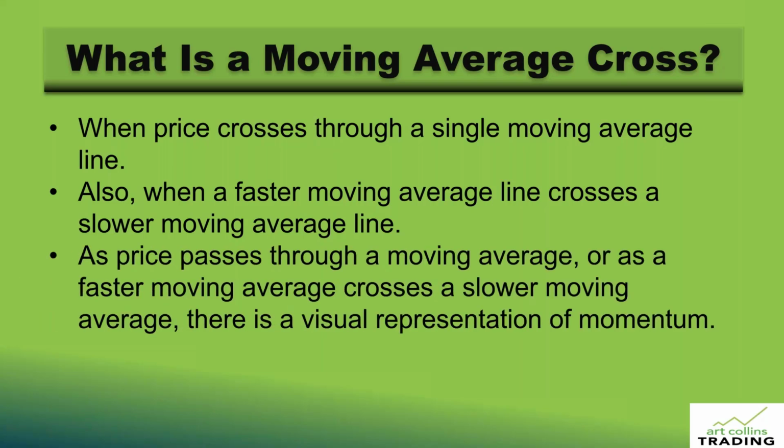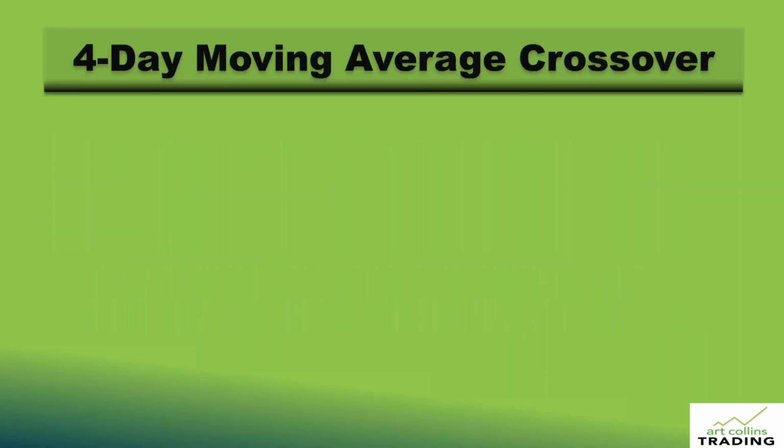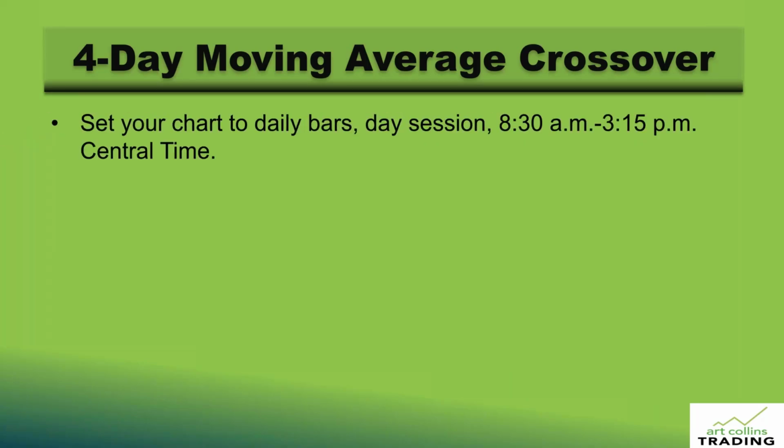As price passes through a moving average or as a faster moving average crosses a slower moving average, you get a visual representation of momentum. So here's the simple moving average crossover I promised you. Set your chart to daily bars, day session only, 8:30 a.m. to 3:15 p.m. Central Time.